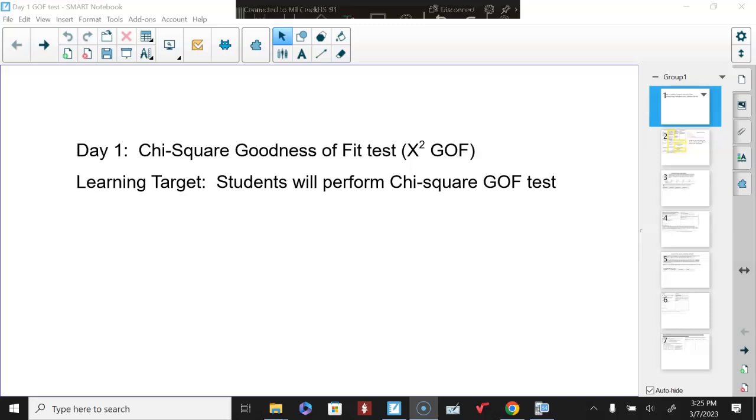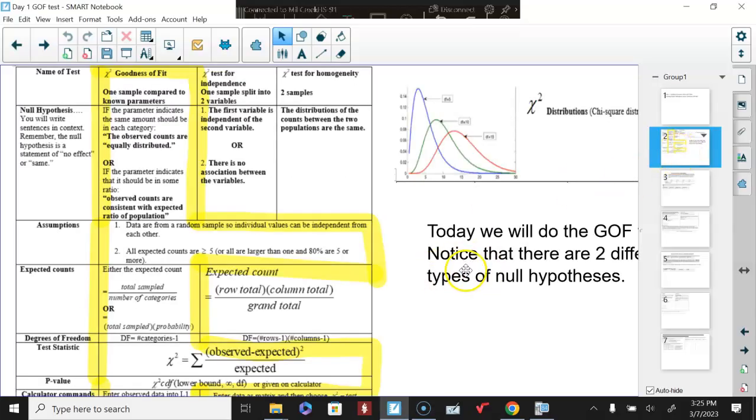Okay, today we're going to do a chi-square goodness of fit test. If you turn in your notes to this first page, you can see I've got it highlighted. That's what I'm going to be talking you through today. We're going to do a goodness of fit test.